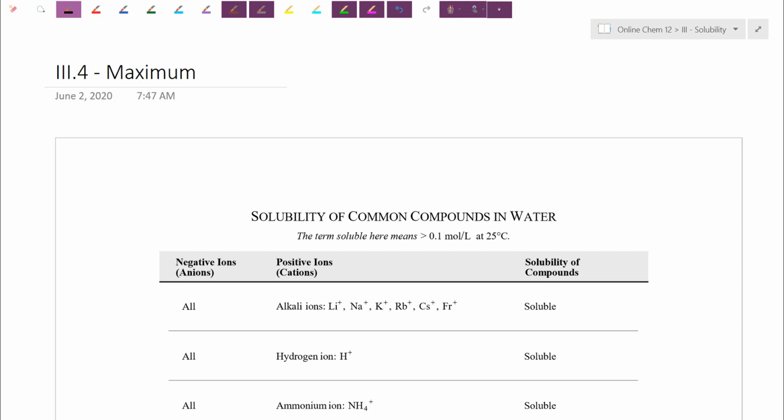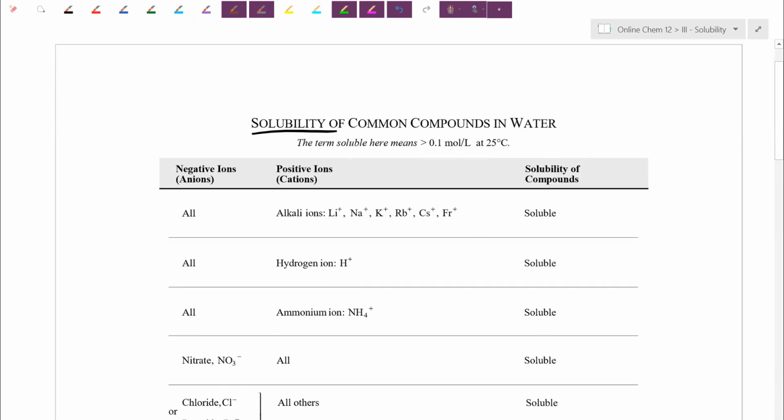Morning, everyone. So I just wanted to show you some of the tables that we have for this KSP section of the course. First thing I will do, I'm going to have two main tables that we look at. First one here is going to be the solubility chart. We've already used this a little bit.